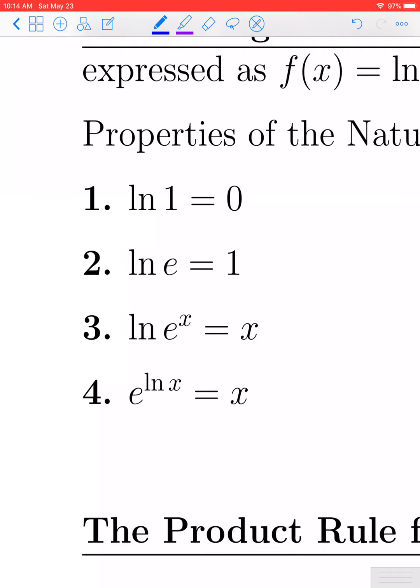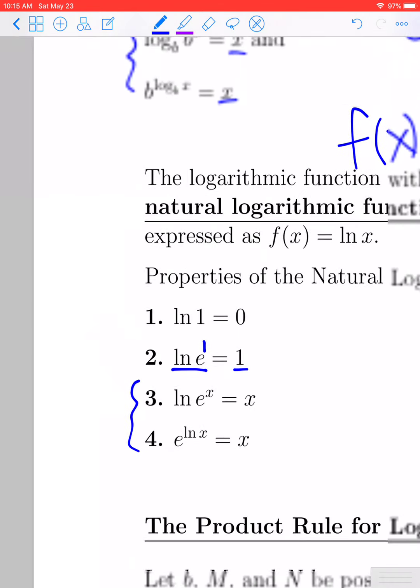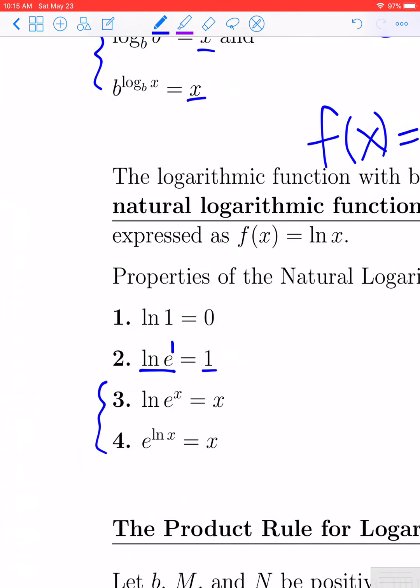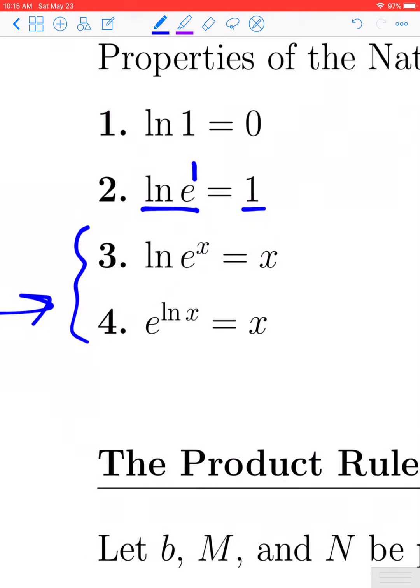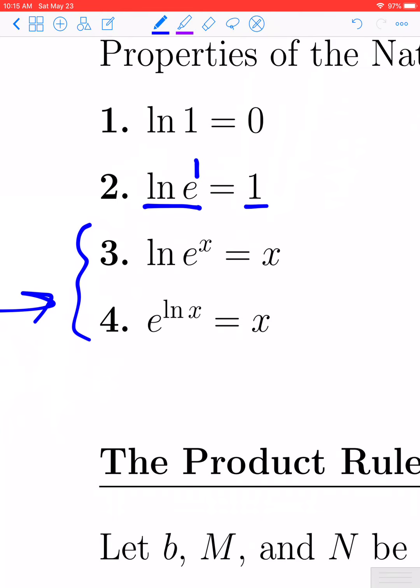If you look at the ln of 1, just as it would be for any log base b of 1, it's always 0. The ln of e: what exponent would you have to raise e to get e to the first? Well, that's just 1. And this is kind of a subcase of the one we just saw a moment ago. Again, this is just the composition that shows that the functions e to the x and ln of x are inverses of each other. You can compose them in any order, and you get the original input x as your output.